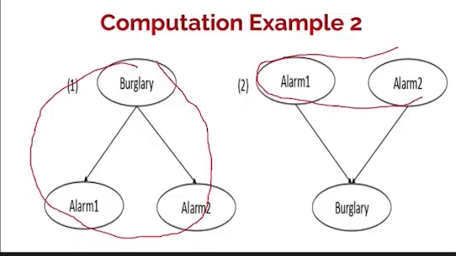Yeah, that's another, alarm one, alarm two. The second one is saying they are causing the burglary. But the first one is saying that before you can have alarm one and alarm two triggered, there must be an event of burglary. That is why the first one is making more sense, because it is not all graphical structures that make sense.